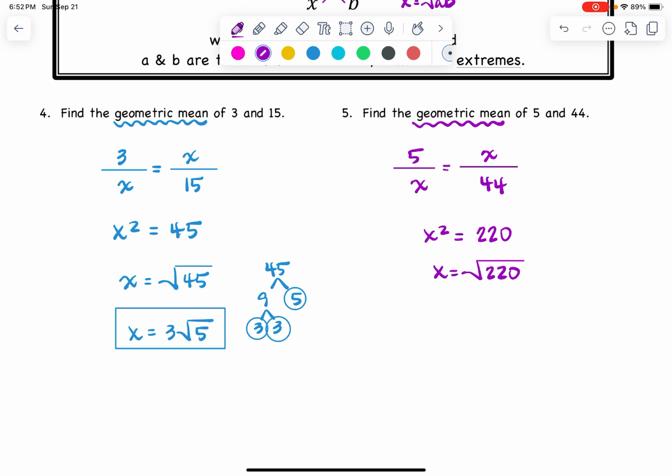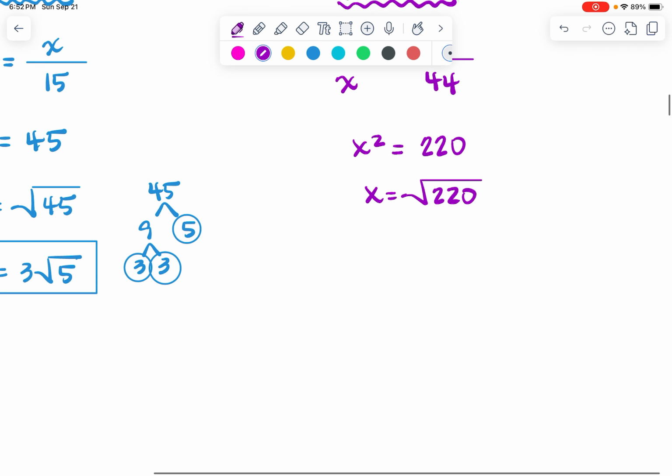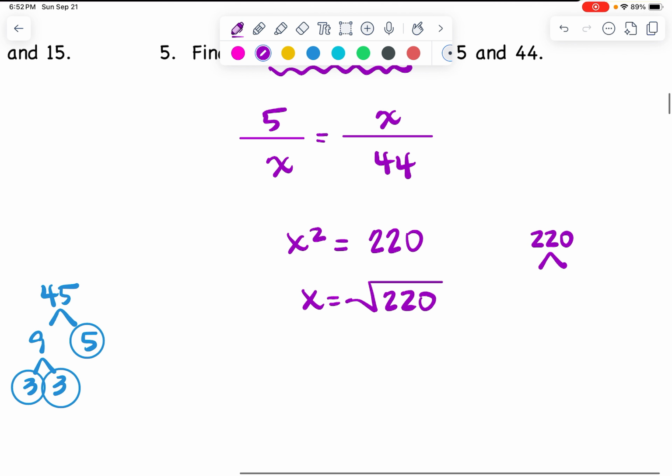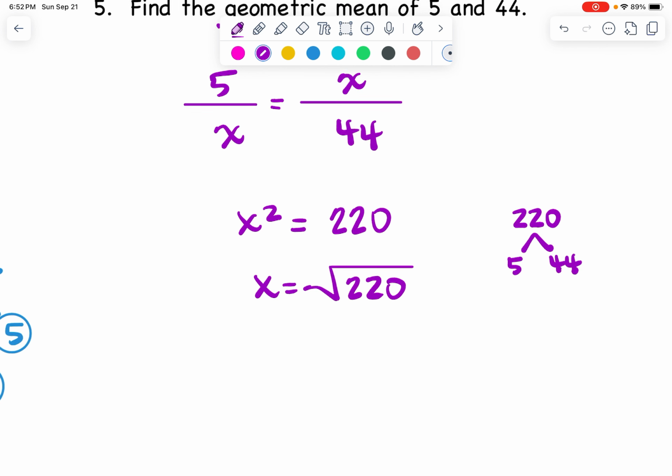If you don't know your perfect squares, I would totally type that in my calculator just to see if it was, but it's not. So I'm going to go off to the side and I'm going to do 220. Now, just a little heads up, you can use any numbers you want that multiply to give you 220. But if I were you, look, we already know 5 and 44. Let the problem help you out, right? I multiplied a 5 and a 44 in the first place to get 220. So I'm just going to go ahead and use those numbers to break it down again.